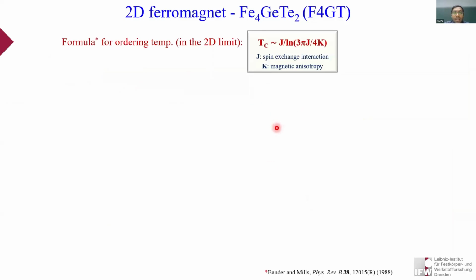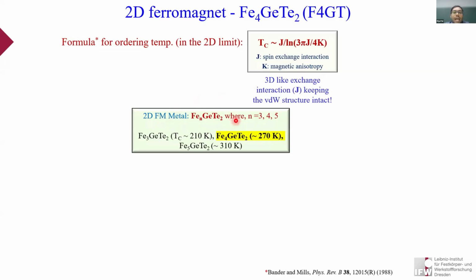So the main point is that we have to have a higher ordering temperature with less environmental sensitivity. So here the strategy taken was that the ordering temperature of these magnetic materials in the 2D limit depends on the spin exchange interaction as well as the magnetic anisotropy. So the main motto was to enhance the spin exchange interaction while keeping the magnetocrystalline anisotropy smaller.